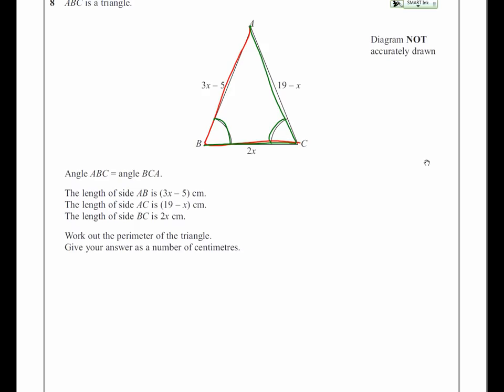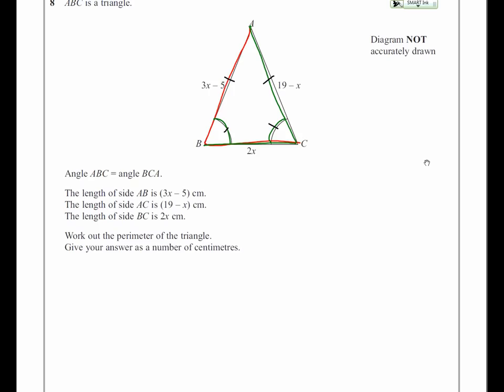The length, that means it's an isosceles triangle. If these 2 lengths are the same, the 2 angles are the same. The length of side AB is 3x minus 5. Length of side AC is 19 minus x. Length of side BC is 2x. We can see all that in the diagram.